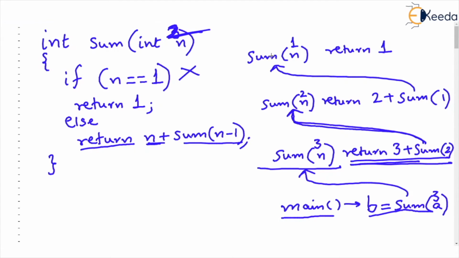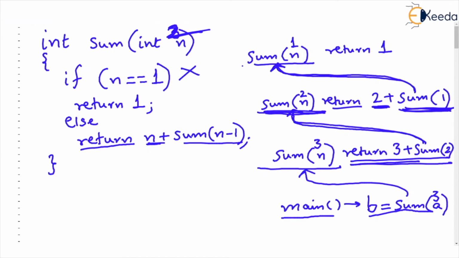But what happens when sum(n), where n is 2, runs? It also goes in else as if is false, and it says it will return n plus sum of n minus 1, that is 2 plus sum(1). But this is a recursive call. Sum is getting called again with the parameter n this time as 1, as you see.